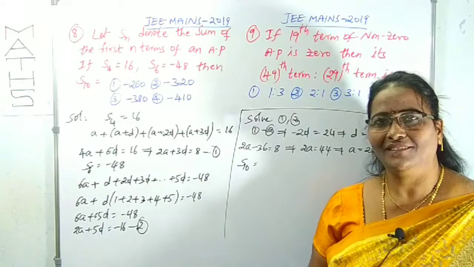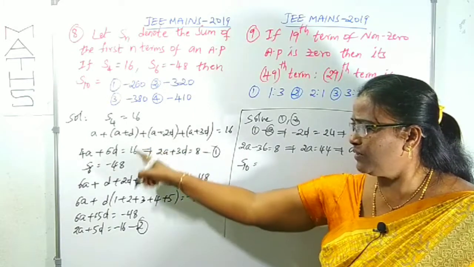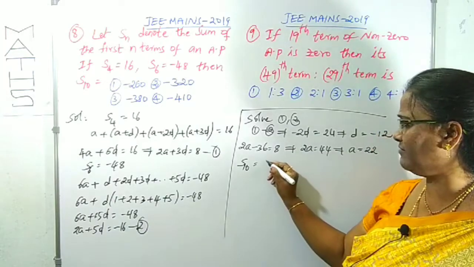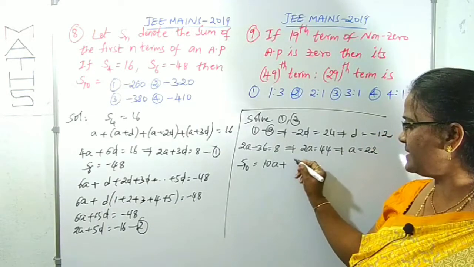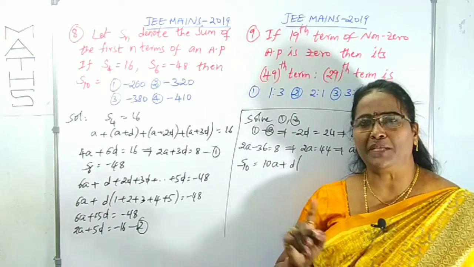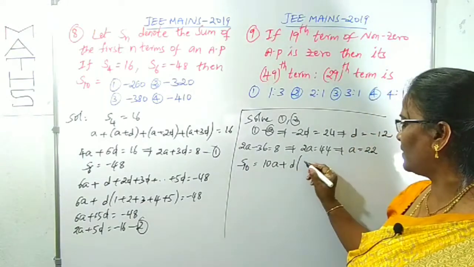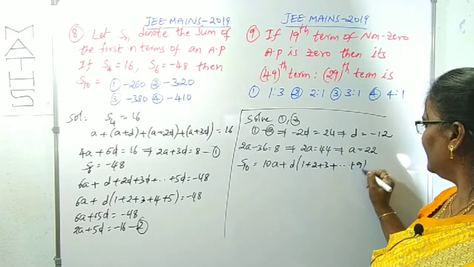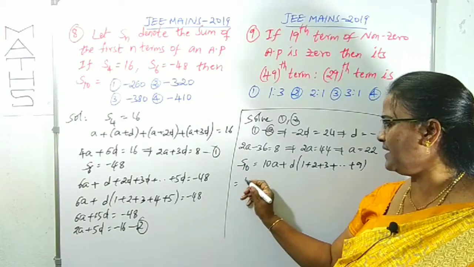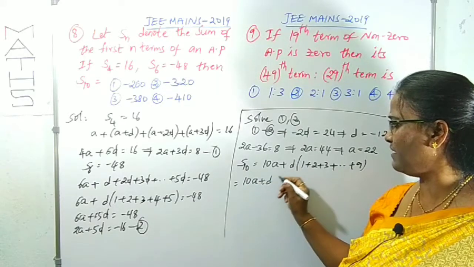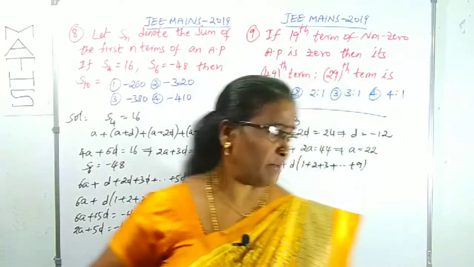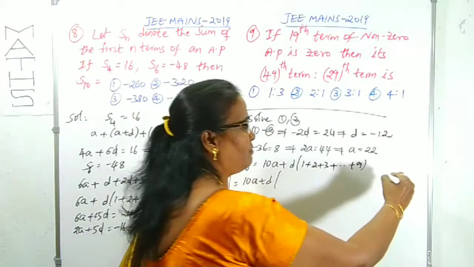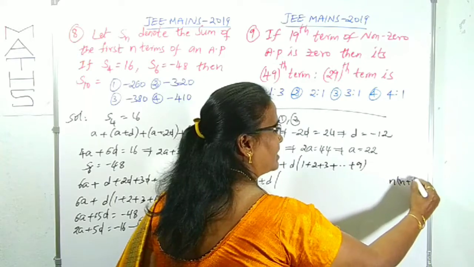What is S10? According to equations 1 and 2, how you used S4 and S6, you know very well. S10 means 10a plus d times of 1 plus 2 plus 3 up to 9. This is in the form of the sum of the first 9 natural numbers. What is the sum of first n natural numbers formula? n times n plus 1 by 2.